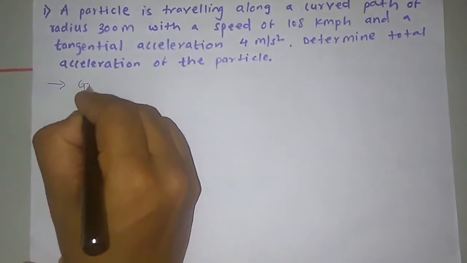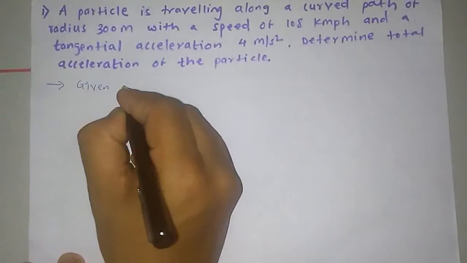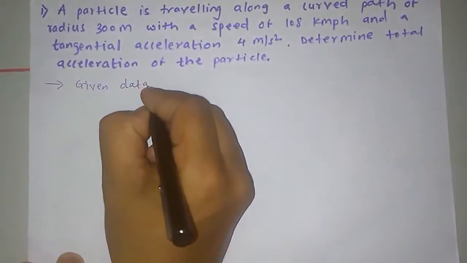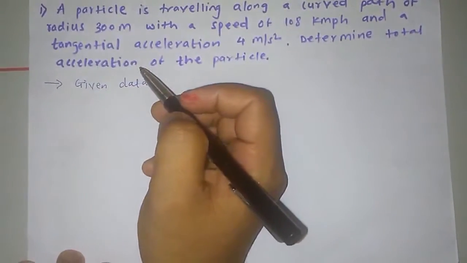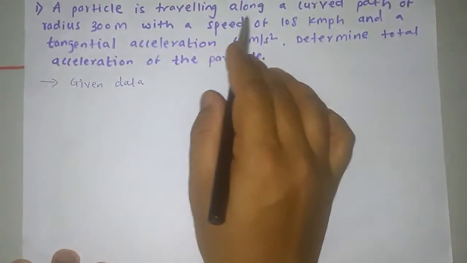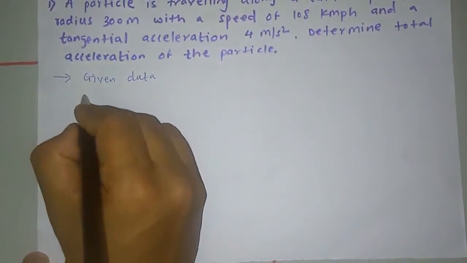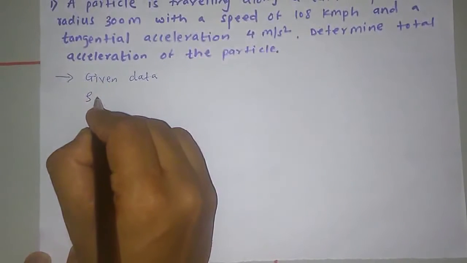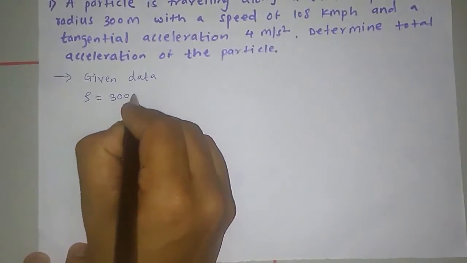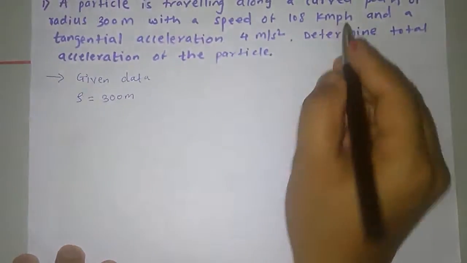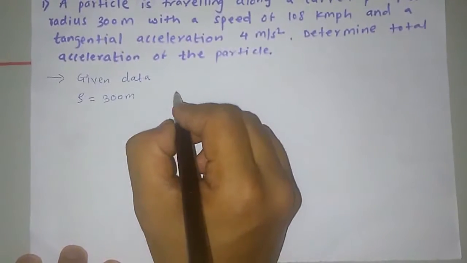So first of all we will write the given data. So what is given in this? A particle is traveling along a curved path of radius 300 meter. So radius is given and we denote radius of curvature by rho, that is 300 meter, with a speed of 108 km per hour.